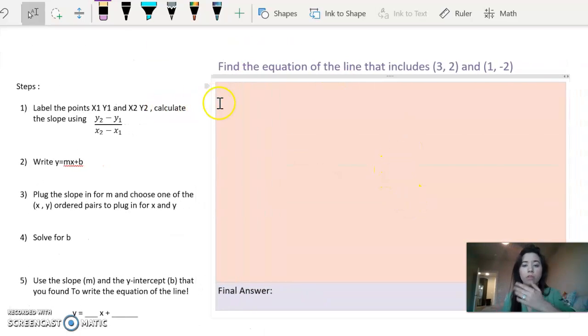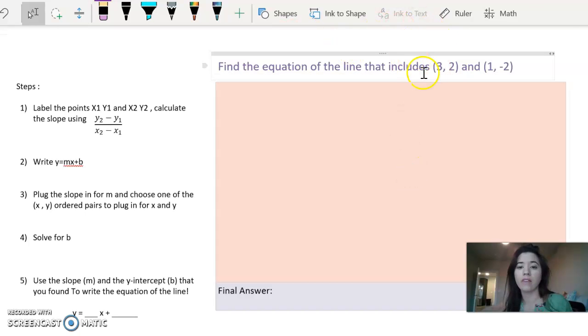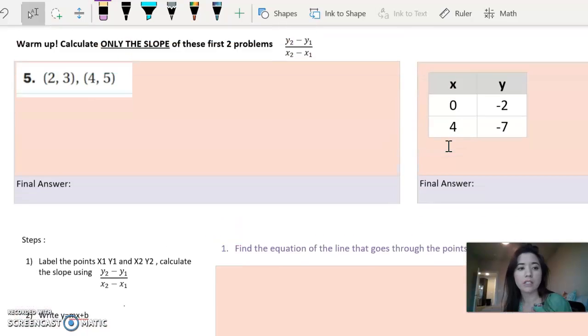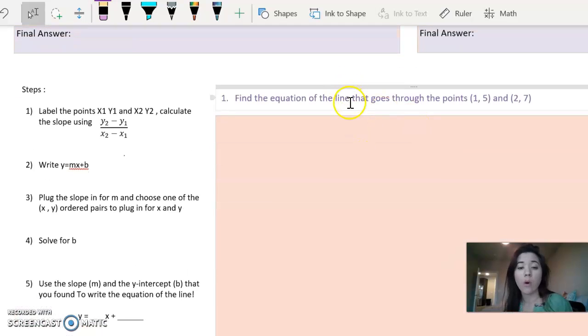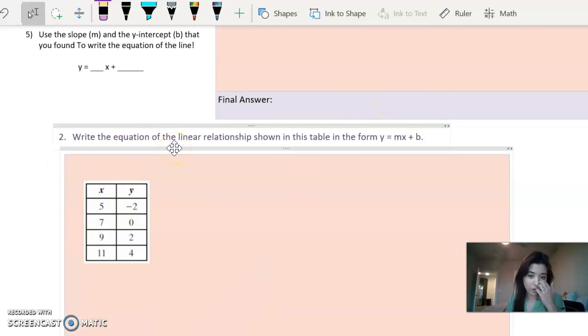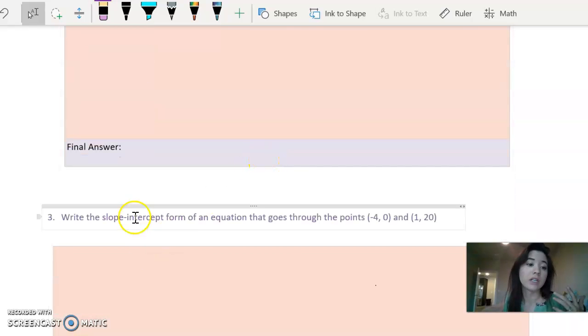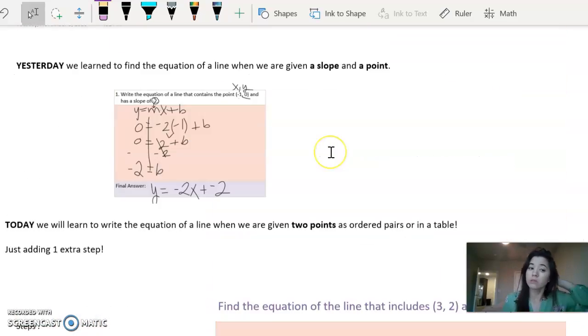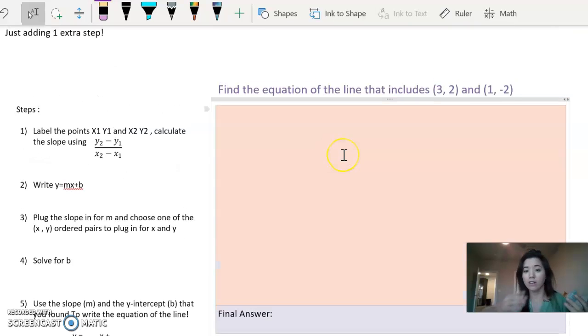Okay, so the questions where you're going to need to do this are when it says, find the equation of the line that includes (3, 2) and (1, -2). Or you might see, find the equation of the line that goes through the points. Or write the equation of the linear relationship shown. Write the slope-intercept form for the equation that goes through these 2 points. So there's lots of different ways to word it. But ultimately, if they say write the equation and you see 2 points, this is what you need to do.